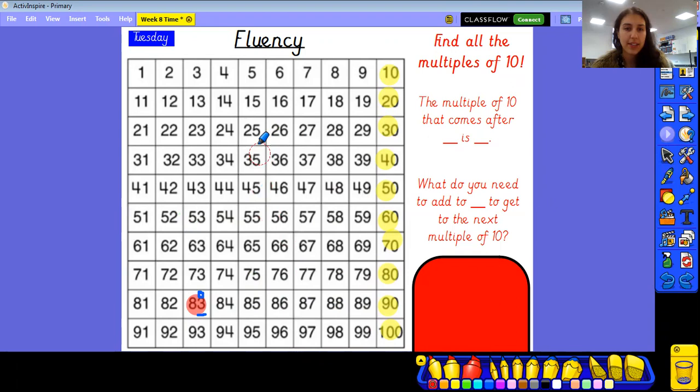What about if I say 25? So what's the next multiple of 10 after 25? Well, we can see that it is 30. But instead of counting on now to work out how many are away from 30, we can look at the ones and say, well, I know that 25 has got 5 ones. And what do I need to bond with this 5 to get to the next whole 10? Well, I know that 5 and 5 is 10, so 25 plus 5 will get me to 30.